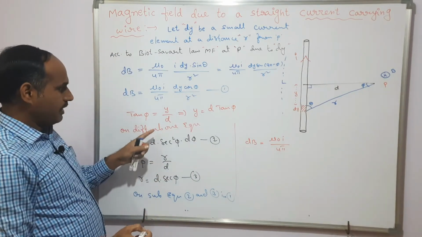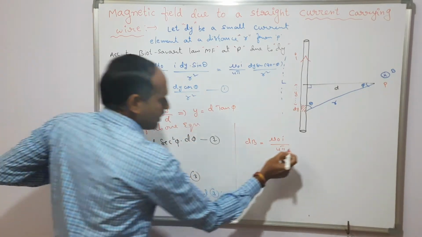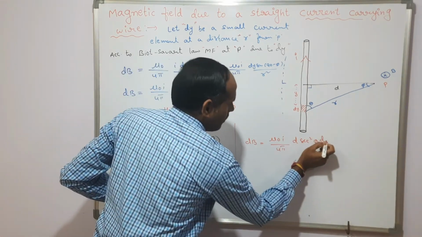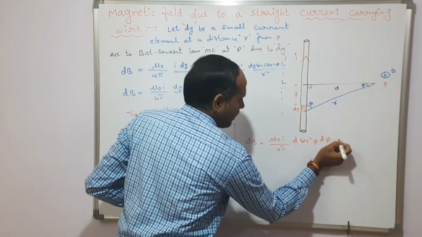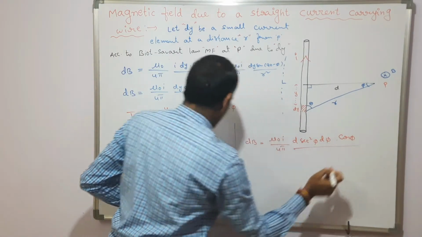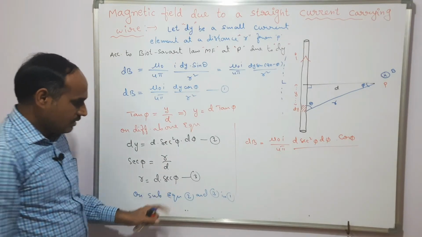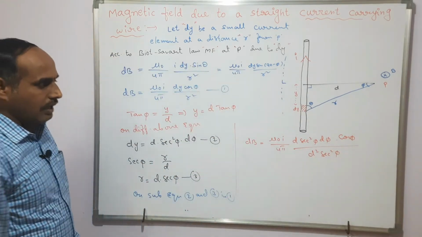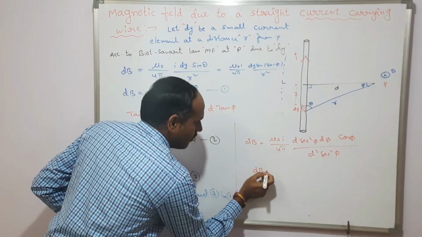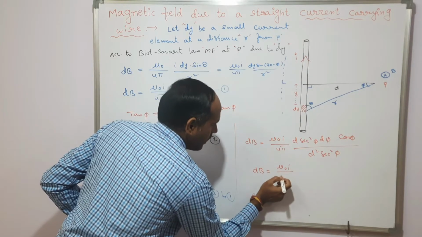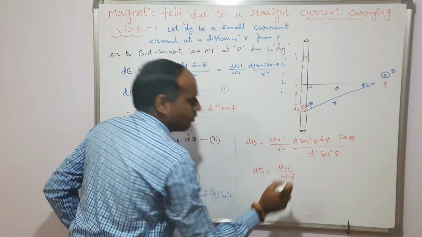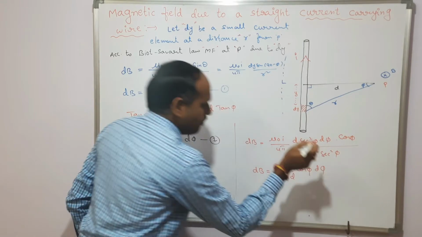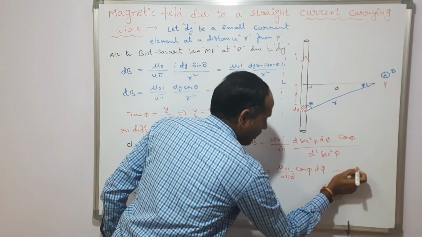The value of dy can be written from the second equation as d into secant square phi into d phi, into cos phi according to the first equation, upon r square. r square is d square secant square phi. So here we can write dB is equal to mu naught I by 4 pi. One d gets cancelled, secant square phi gets cancelled, so we will get one by d, cos phi into d phi. Let this be equation number 4.